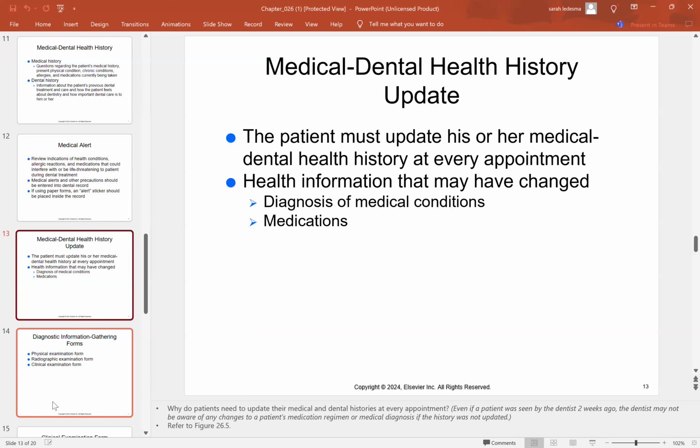Medical dental health history update. The patient must update his or her medical dental health history at every appointment. Health information that may have changed could include diagnosis of medical conditions or medications.